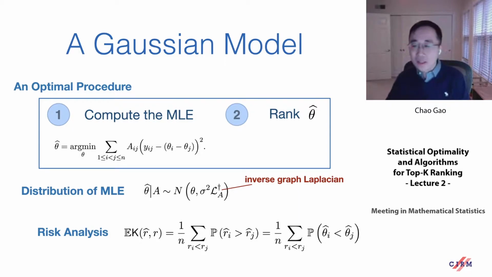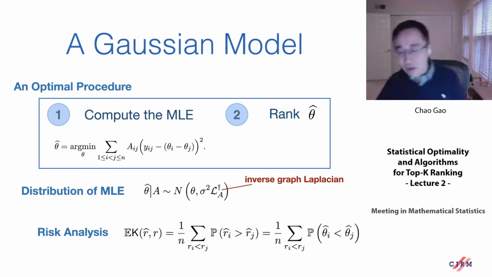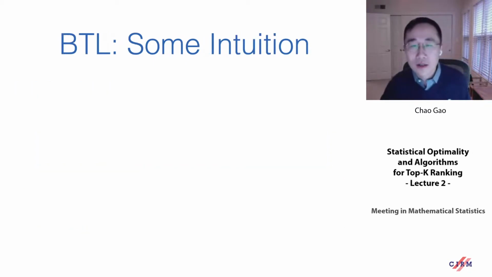So this probability equals the probability of theta_i hat smaller than theta_j hat. And then we can just analyze this probability using the Gaussian distribution of the entire vector, and this can be easily done. And then by summing up all the Gaussian tail probabilities, we just obtain the minimax rate with the phase transition phenomenon. Okay, so we have just understood the property of ranking under the Gaussian model.